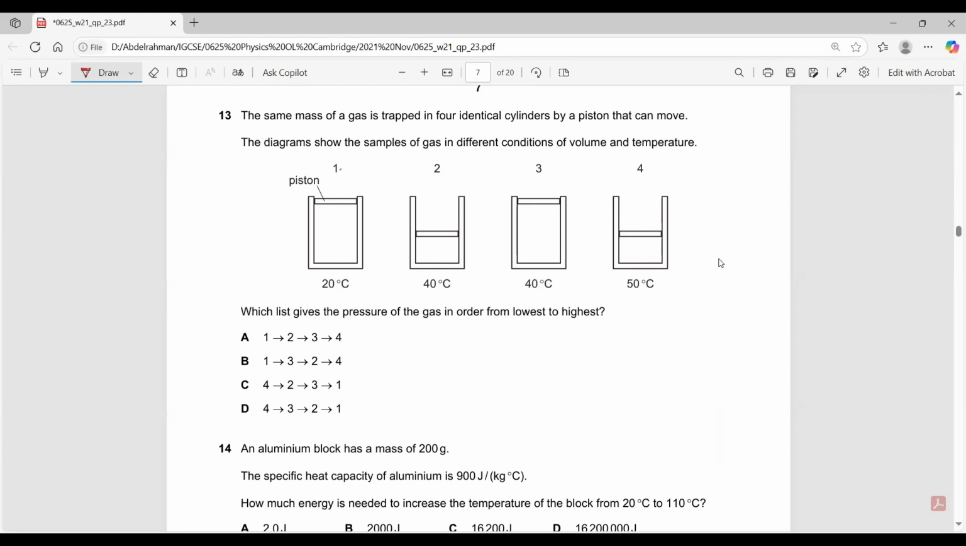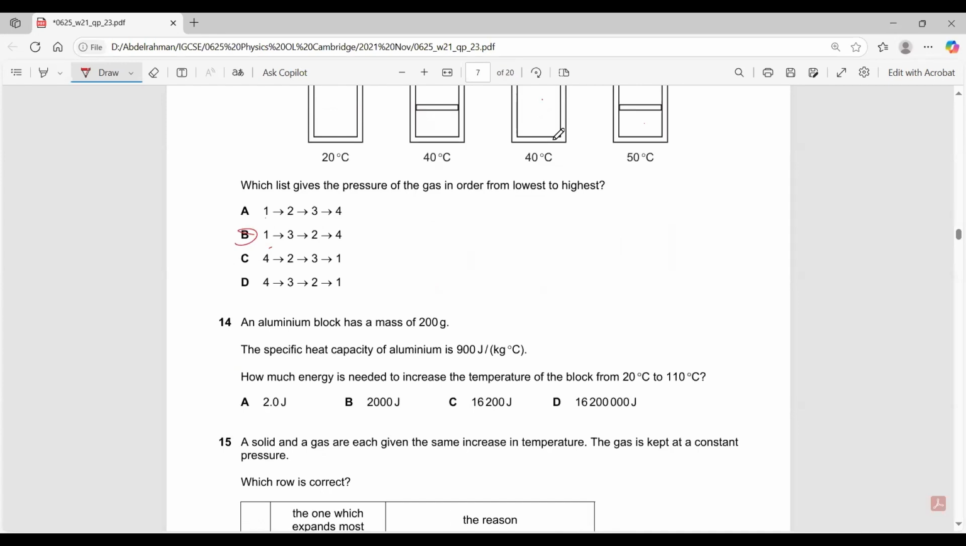So this is the least pressure. And then three, it has the largest volume as well, but as the temperature increases, the pressure increases as well. So it's one and then three. So the only correct answer is B. Then two and then four. Yes, four has the highest pressure because it has the least volume and the highest temperature.